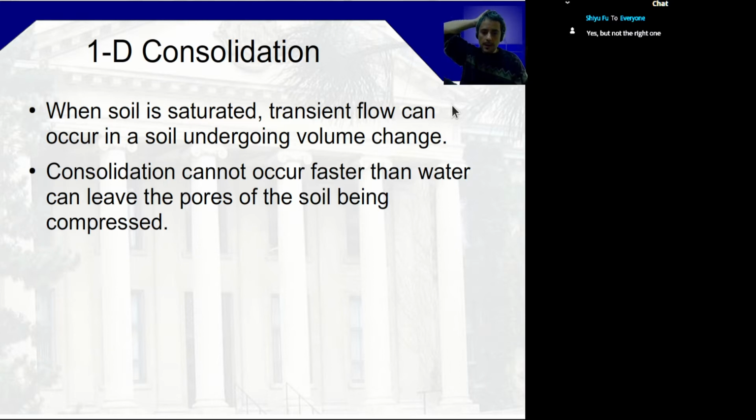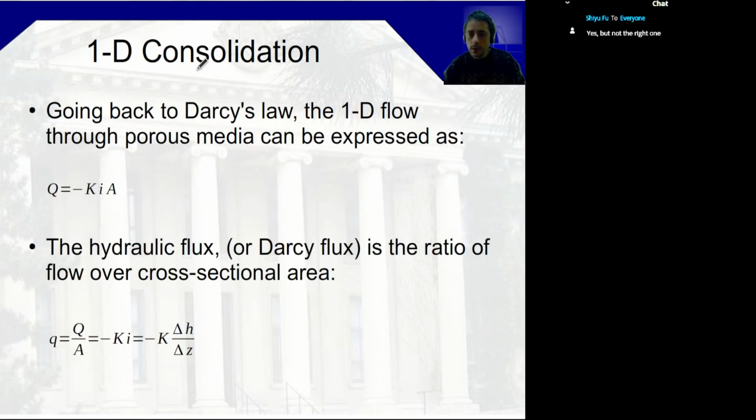However, we don't always have to worry about these complex relationships when we're considering transient flow problems. Okay, and actually 1D consolidation is one of those problems where we commonly use the transient flow properties. Okay, so we know what the rate of flow change is in porous media. This is how we developed our hydraulic conductivity equation, hydraulic flux equation. Okay.